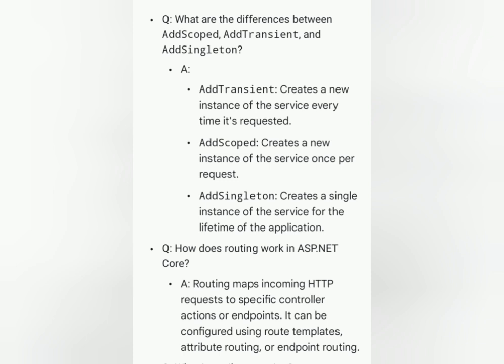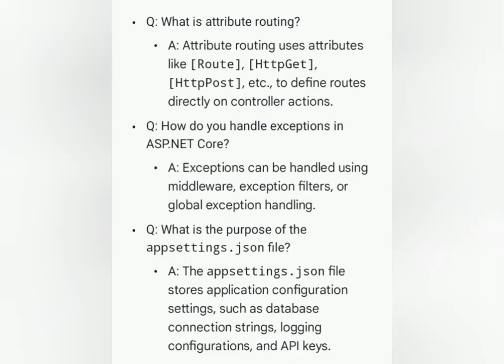Q. How does routing work in ASP.NET Core? A. Routing maps incoming HTTP requests to specific controller actions or endpoints. It can be configured using route templates, attribute routing, or endpoint routing. Q. What is attribute routing? A. Attribute routing uses attributes like Route, HttpGet, HttpPost, etc. to define routes directly on controller actions.